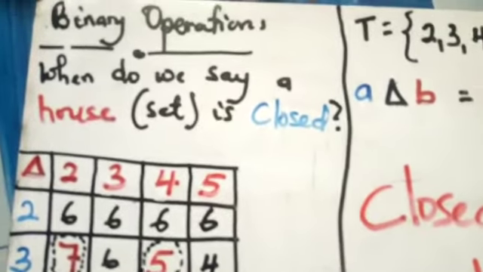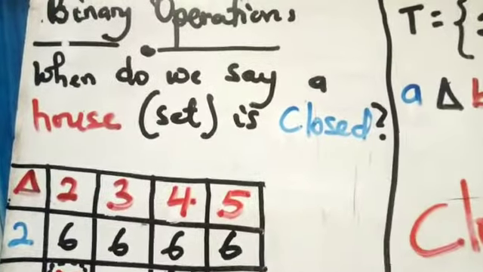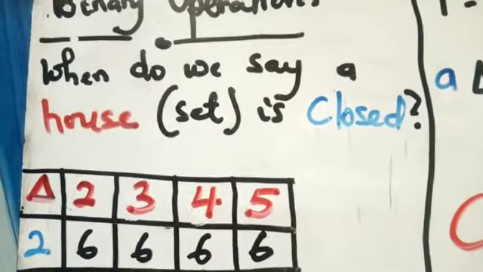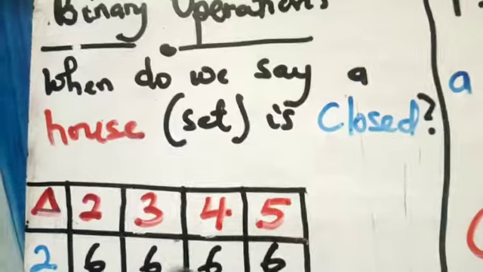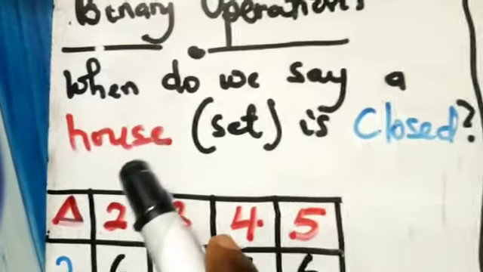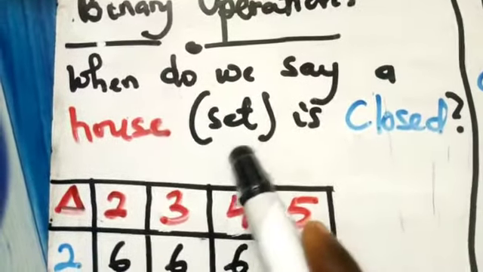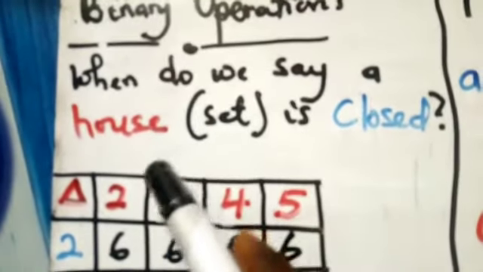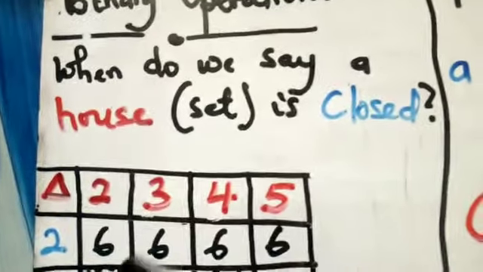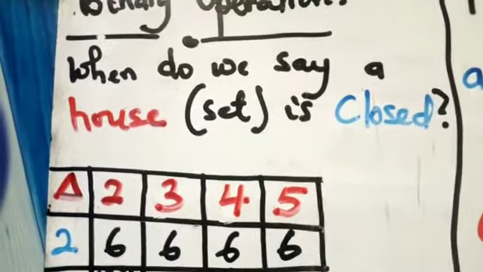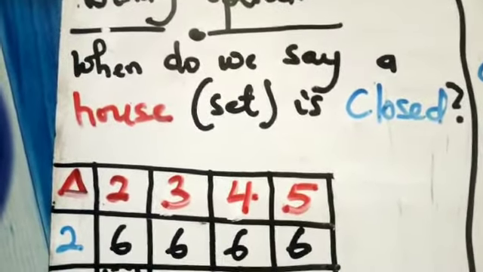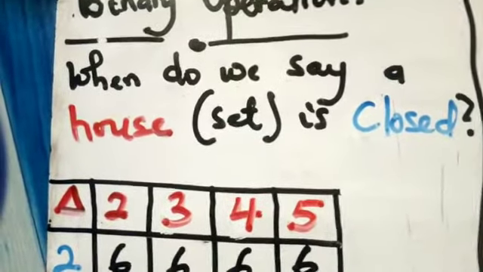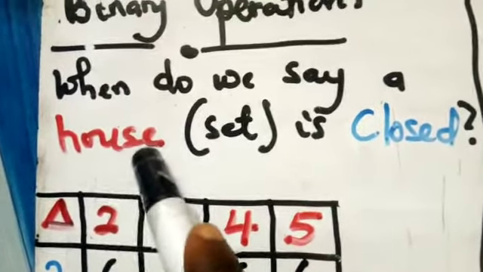Now, when exactly do you say a set is closed? If you have been on this channel for some time now, you understand that sometimes I use the idea of a house to replace a set. You use the idea of a house or maybe a room, just to see that we are putting something inside a house. That is the idea behind what a set is, by assumption. So now let's limit ourselves to the house.